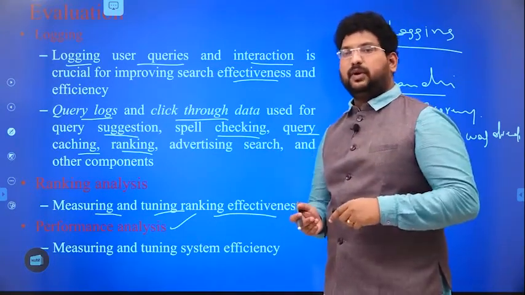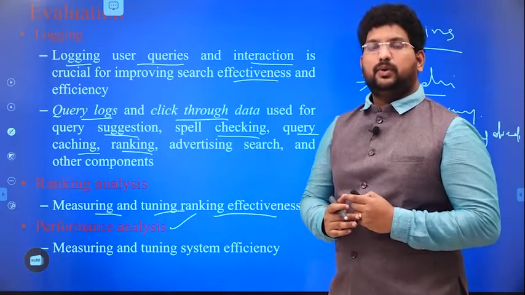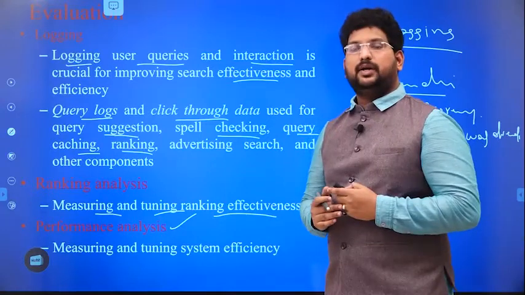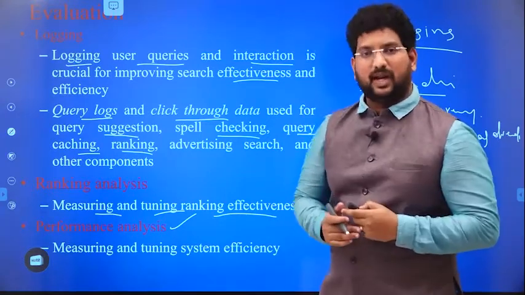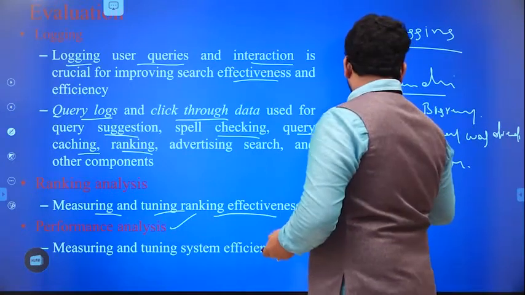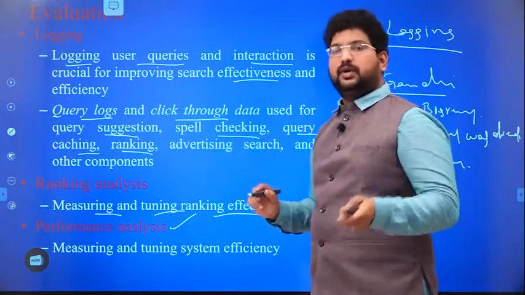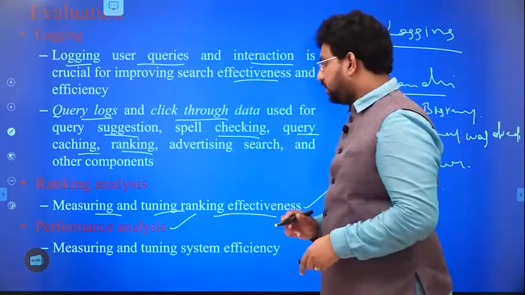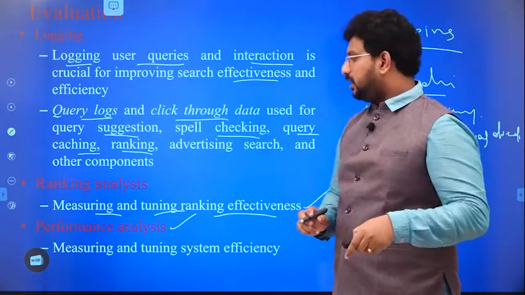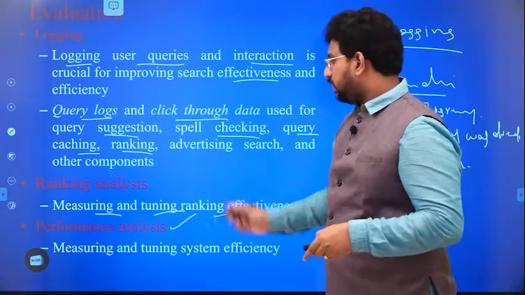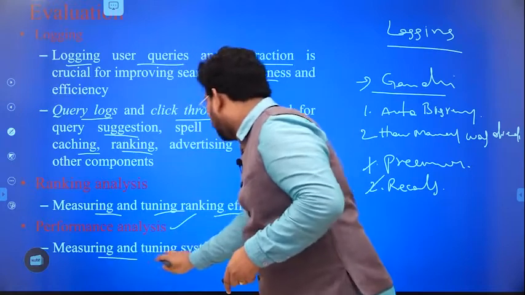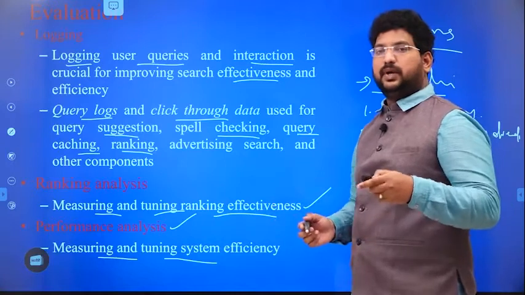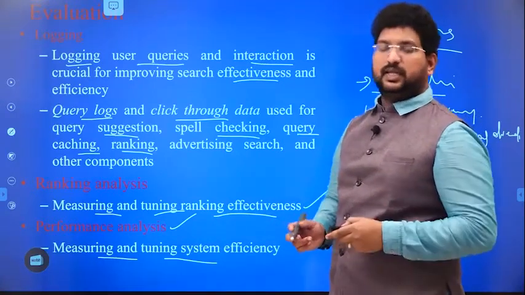Whenever you retrieve the documents, you want to find how many relevant documents you retrieved, and how relevant the retrieved documents are. They are all talking about precision and recall: retrieved documents that are relevant, and relevant documents that are retrieved. Accordingly, you are going to measure the performance here, measuring and tuning system efficiency. So this is about the performance analysis. We identify the performance of the search engine in that way.